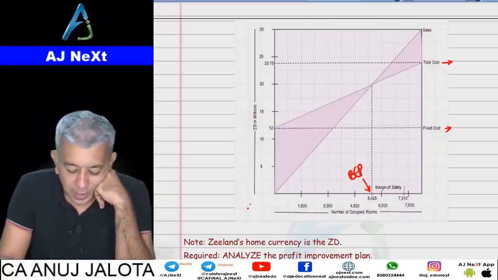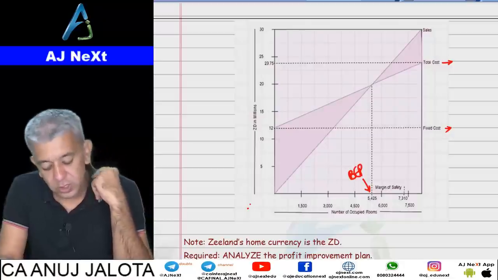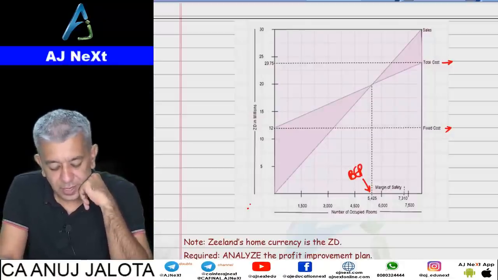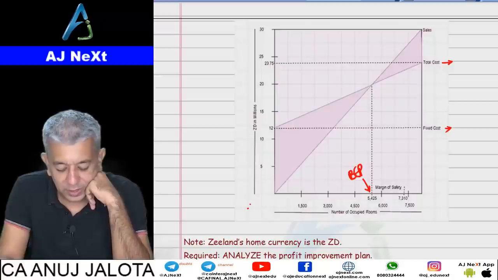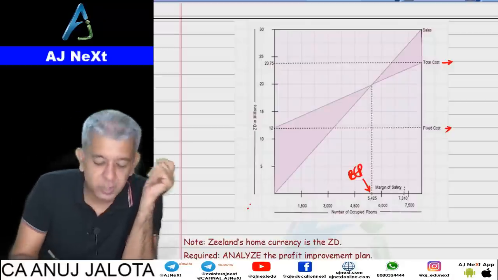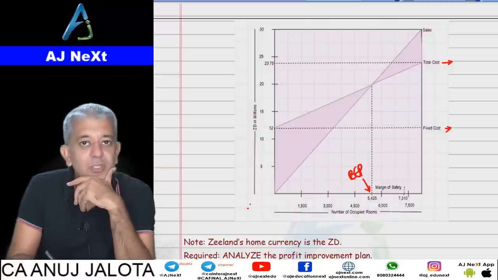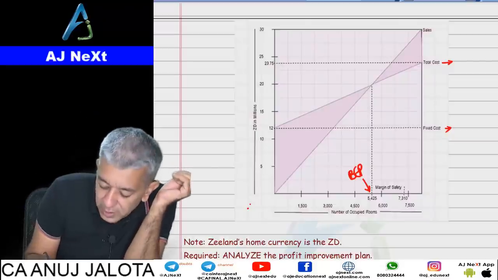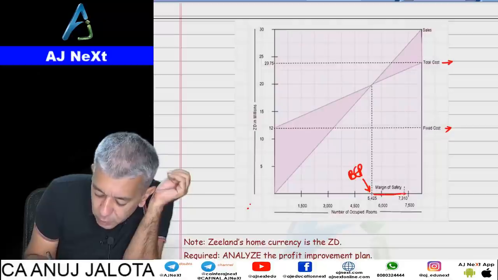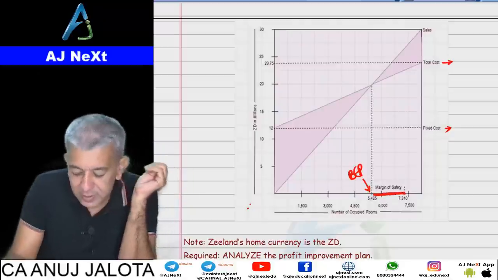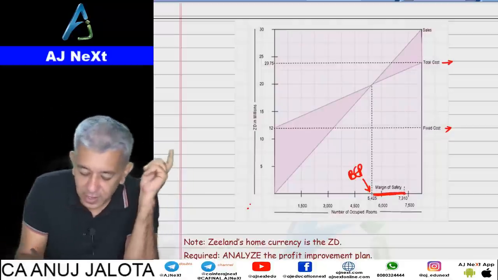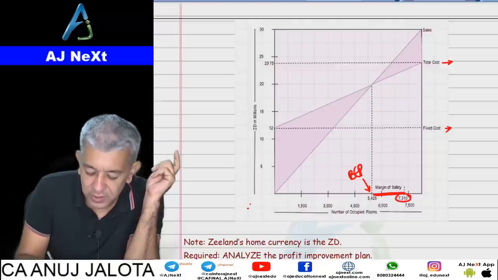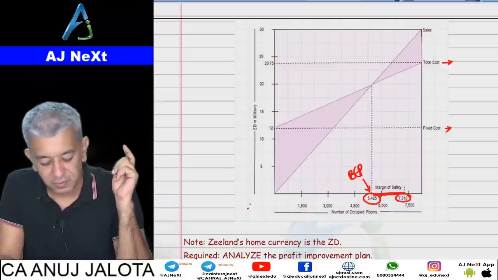Apart from that, you are also given one more thing, and that is the margin of safety. Recall the meaning of margin of safety: it is the sales beyond break-even sales. So look, the margin of safety is given here. This part is nothing but the margin of safety. This figure is 7310, and this figure is 5425.